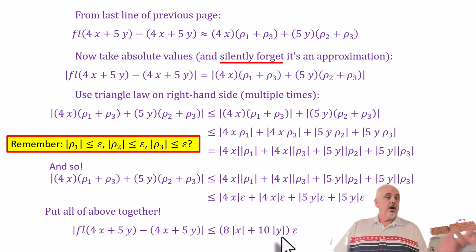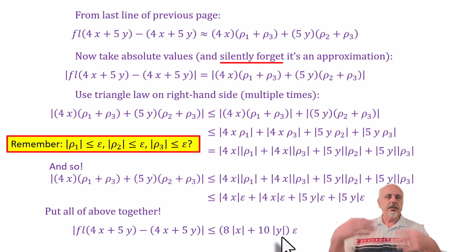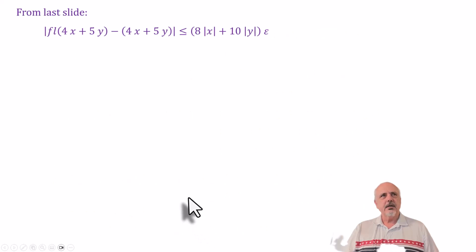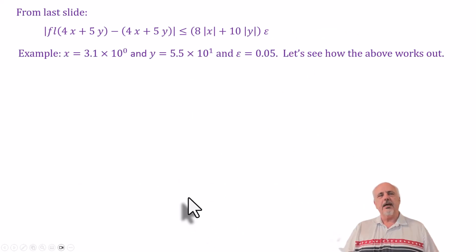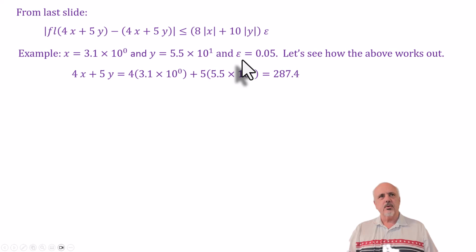So that's the error bound right there, and it looks pretty intimidating at first blush until you practice doing this a little bit. Then you'll recognize some patterns. Before I go into that, let's look at an example where x is 3.1 times 10 to the naught, or just times 1, and then y is 5.5 times 10. Epsilon is 0.05. Let's see how this works out.